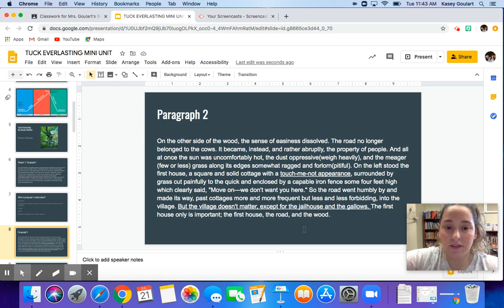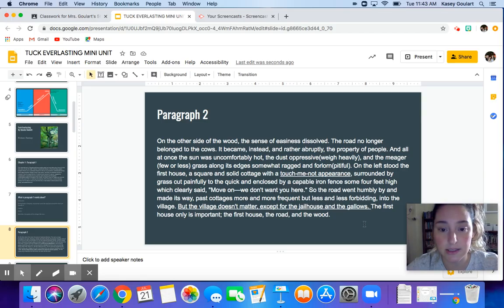On the left stood the first house, a square and solid cottage with a touch-me-not appearance. That's underlined, interesting. Surrounded by grass cut painfully to the quick, which means very short, and enclosed by a capable iron fence some 4 feet high, which clearly said, "Move on, we don't want you here." So the road went humbly by and made its way, past cottages more and more frequent, but less and less forbidding, into the village. But the village doesn't matter, except the jailhouse and the gallows.